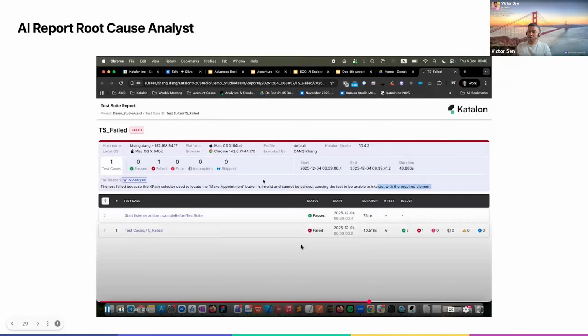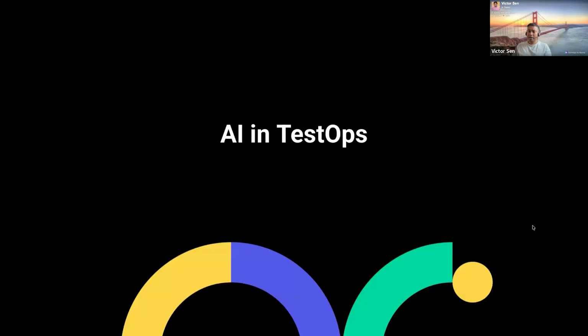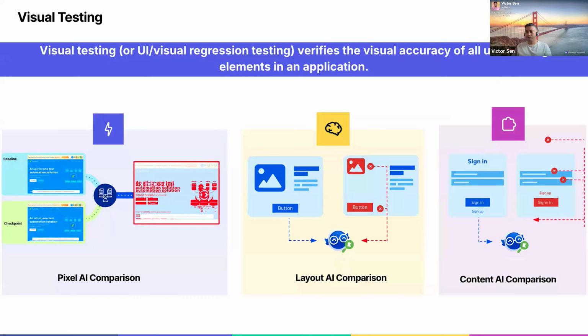Okay. Next one, we'll just fix it and rerun it because now we know it. AI in test ops. Now, when we talk about AI in test ops, the first thing we have is visual testing. Of course, visual testing is capable of comparing visuals in different comparisons. It can be pixel, it can be layout, and it can be content, which is text-based.